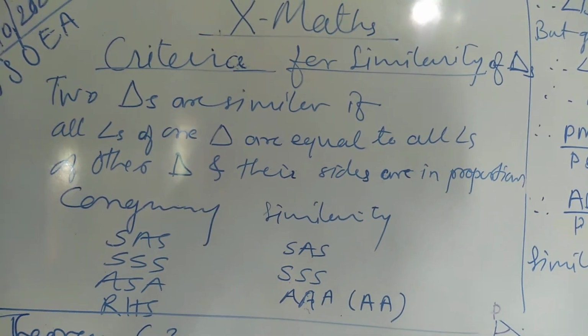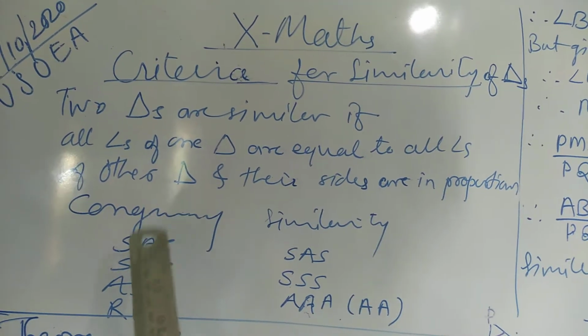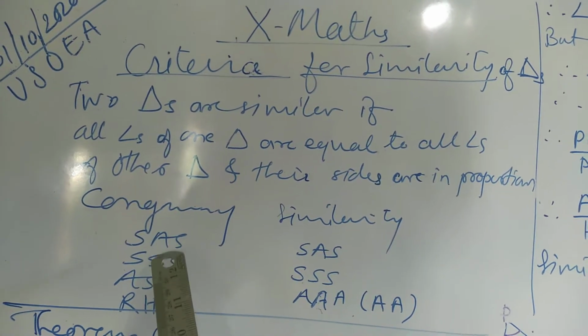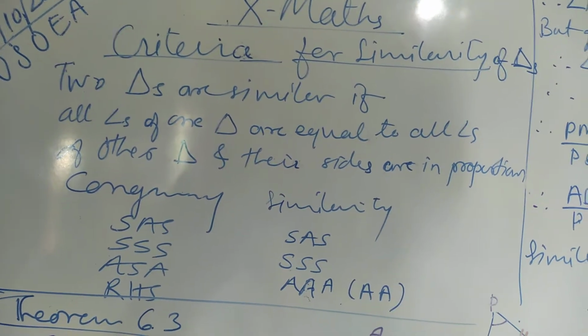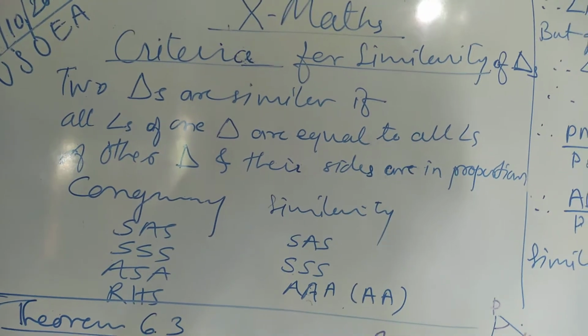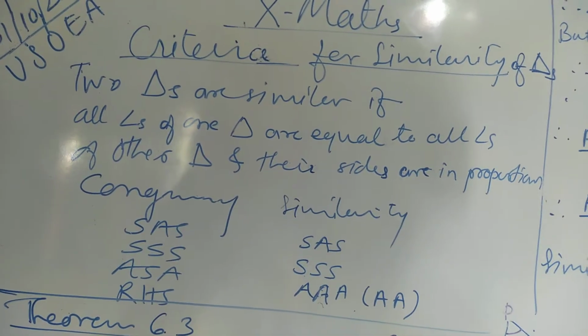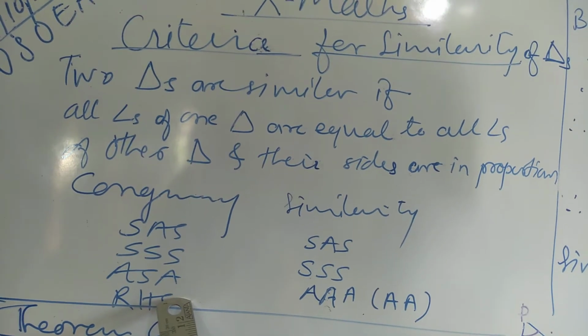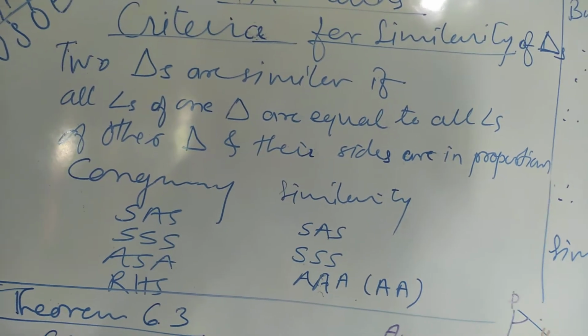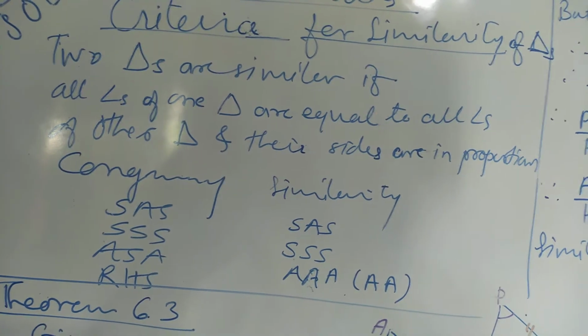Because instead of checking all the six parts of one triangle against all the six parts of another triangle, criteria will minimize our work, and we need to check only particular three parts of one triangle against the three parts of the other triangle. So we are using the criteria.